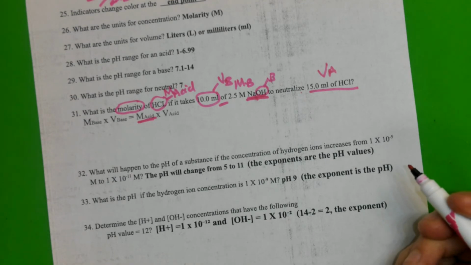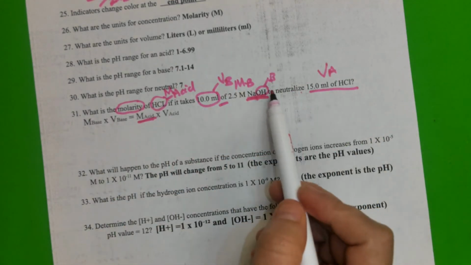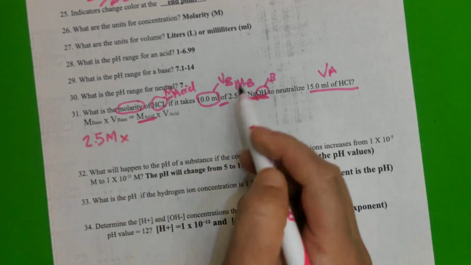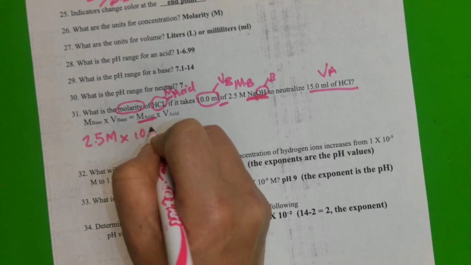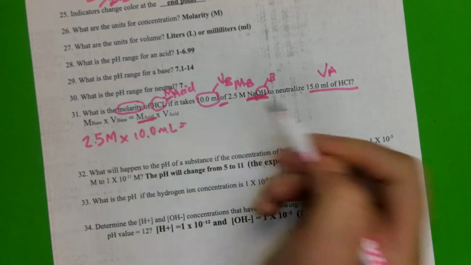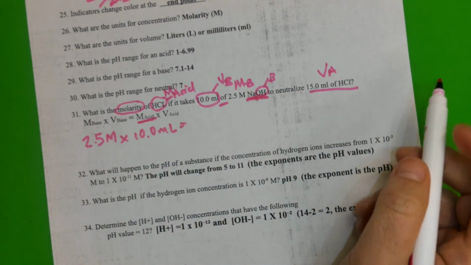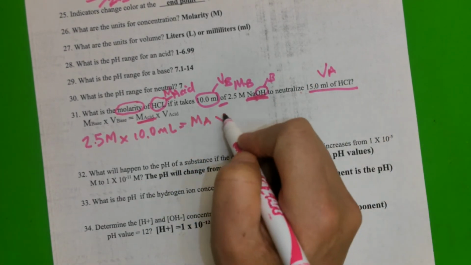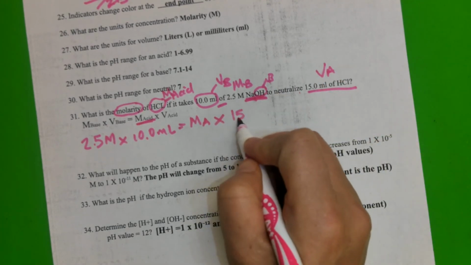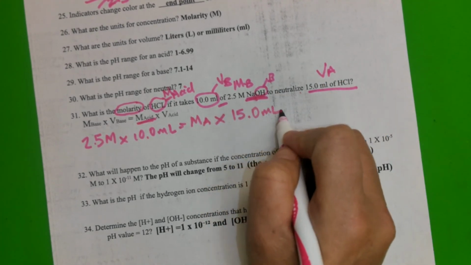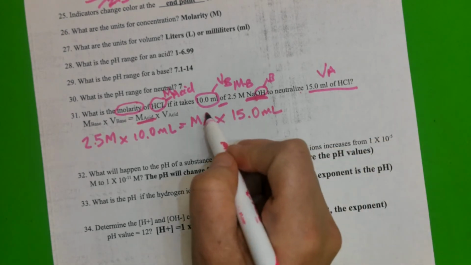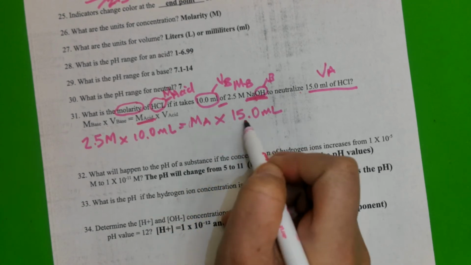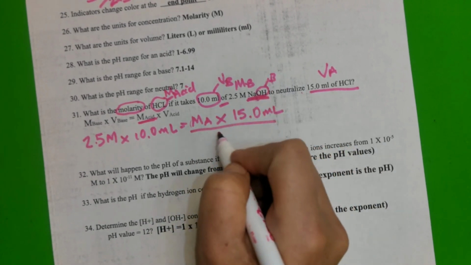Okay, so we're ready. So M base would be 2.5 molarity times the V base, which is 10.0 milliliters, equals the M acid, that's the one we don't know. So I'm just going to put an Ma times the V acid, which is 15.0 milliliters. So we need to isolate the Ma. We need to move that 15 to the other side. Since it's multiplying, you do the opposite. You divide.